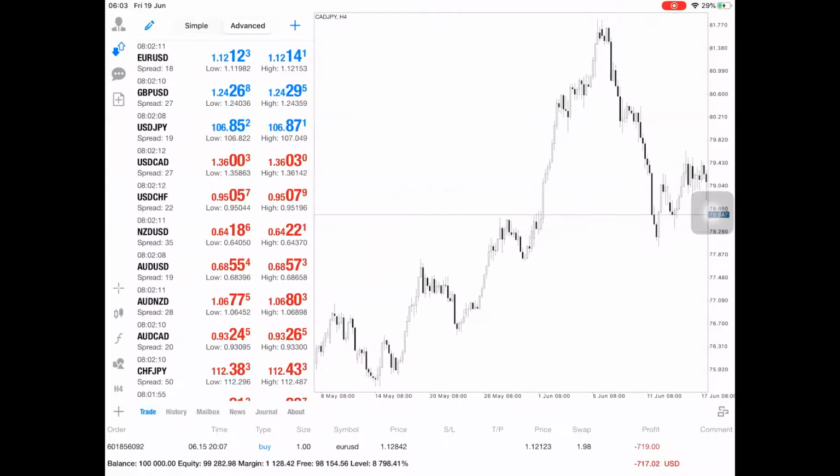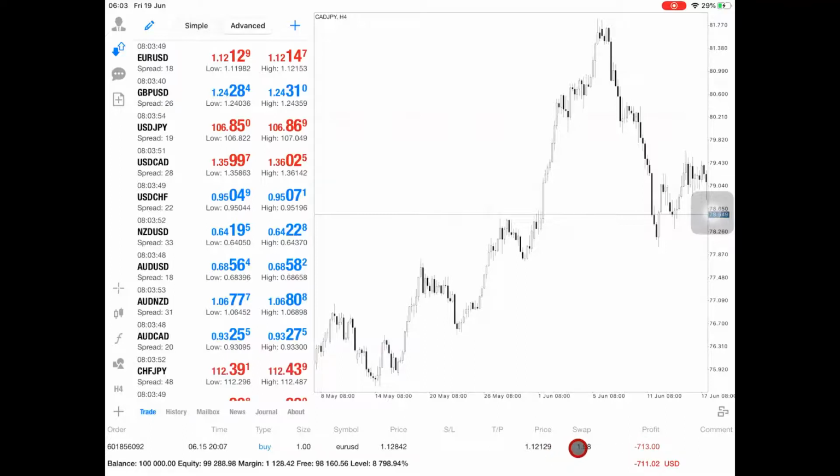Now your swap, 1.98. If the swap is positive, it means they are paying you interest. So if you are in profit and the swap is positive, I will add 1.98 to my current floating profit.